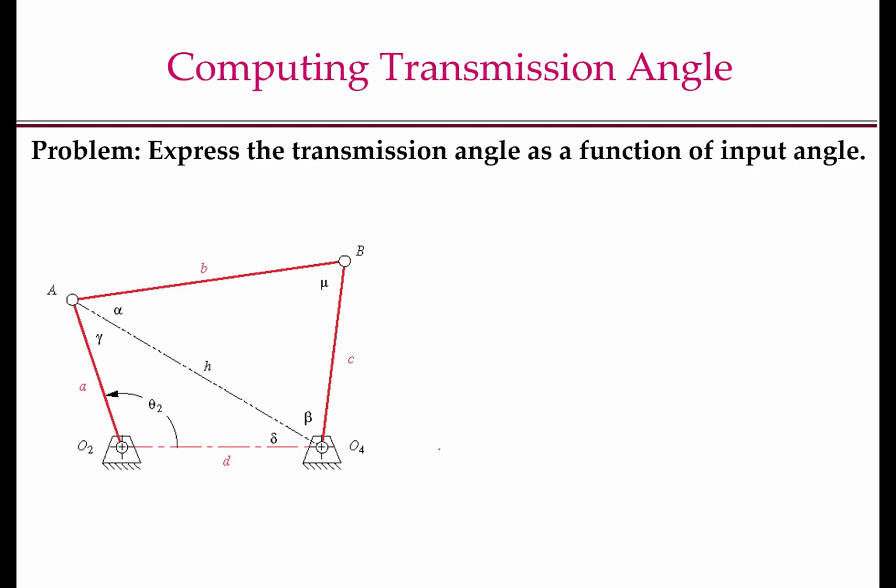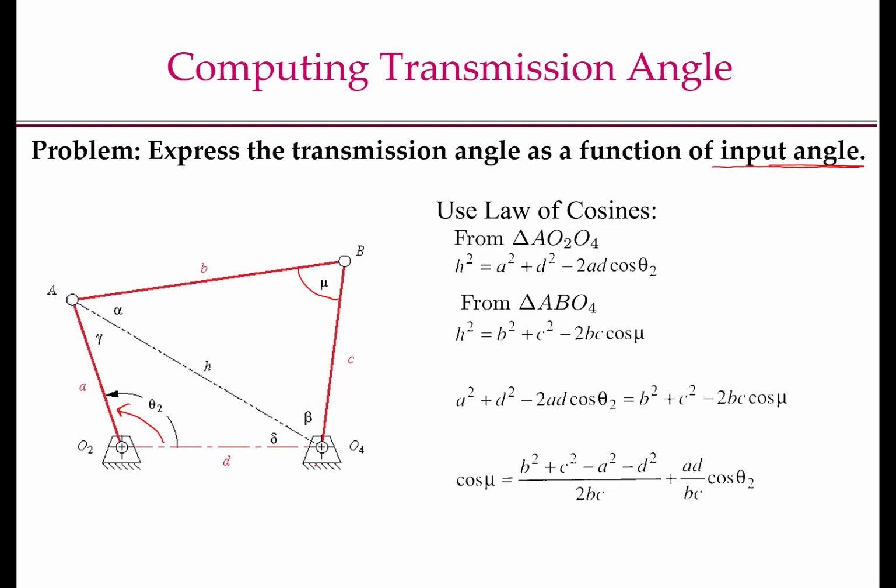Now let us look at how to compute the transmission angle of a mechanism. First, we will look at the computation of transmission angle for a given input angle θ2. So let's look at the picture on the left. This angle is mu. This is my angle θ2 as marked here. The link lengths are A, B, C, and D. I join A and O4 and let H be the length of AO4. So using the law of cosines from triangle AO2O4, I have H square equals A square plus D square minus 2AD cos θ2.